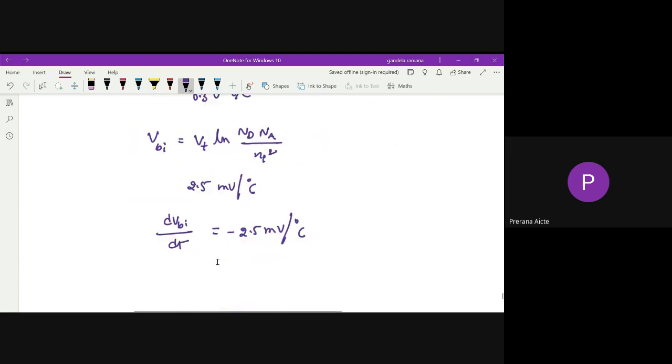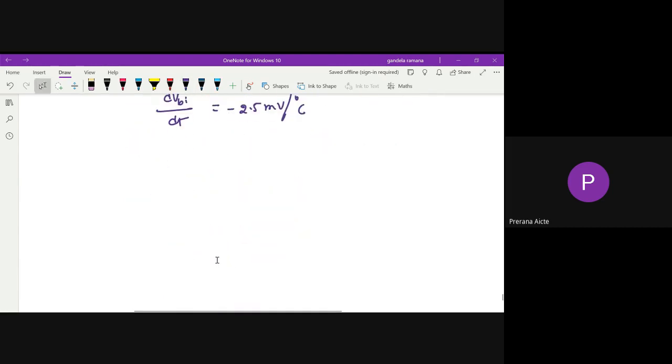So what happens in forward bias? In a forward biased PN junction diode, the current is mainly due to diffusion current, because the applied voltage is only used to reduce the barrier height. So the current is due to diffusion.